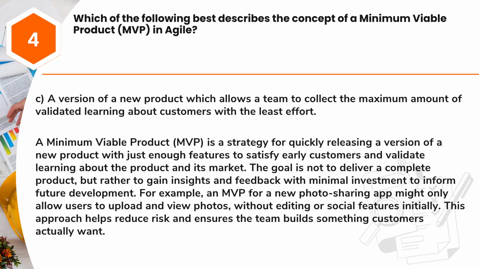Answer: C. A version of a new product which allows a team to collect the maximum amount of validated learning about customers with the least effort. A minimum viable product, MVP, is a strategy for quickly releasing a version of a new product with just enough features to satisfy early customers and validate learning about the product and its market. The goal is not to deliver a complete product, but rather to gain insights and feedback with minimal investment to inform future development.